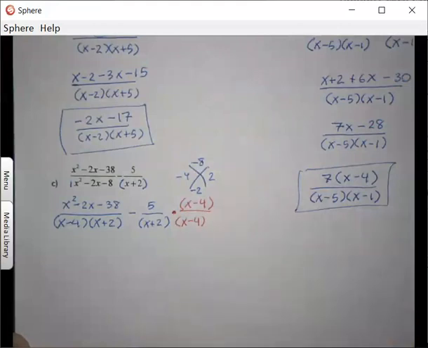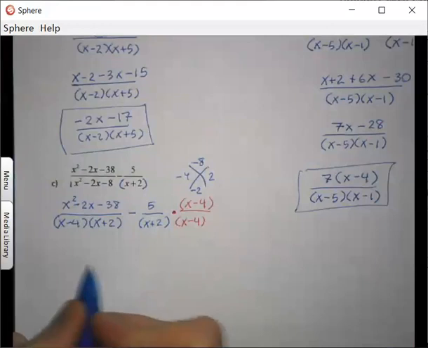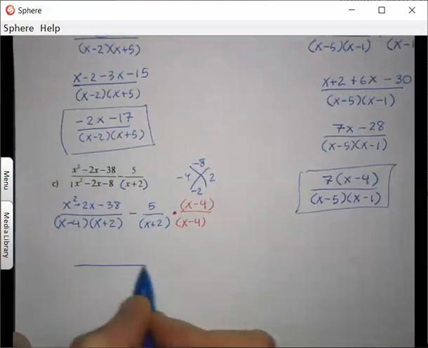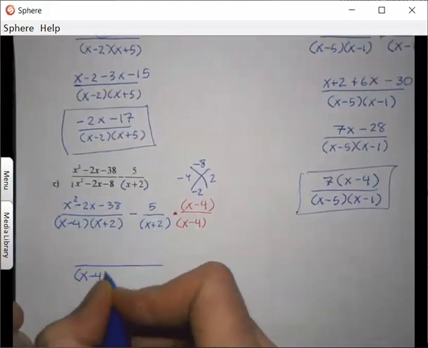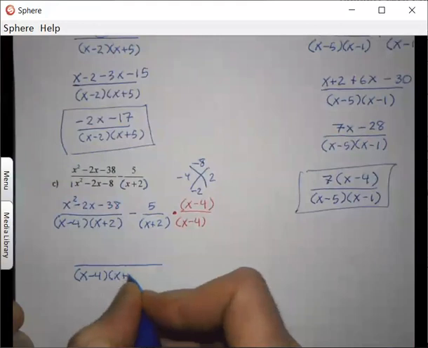So that was step 2. We found our common denominator. Step 3, now we can add across or subtract across the top. So my common denominator is x minus 4, x plus 2.